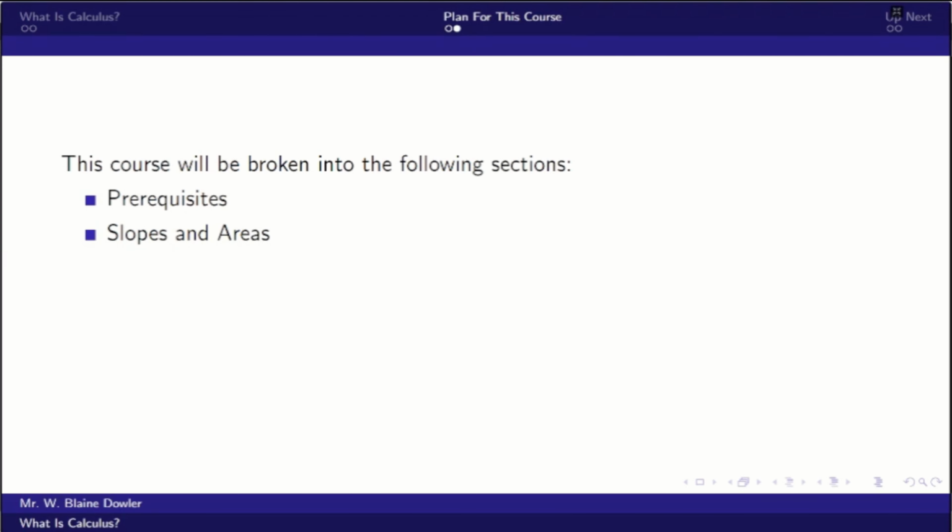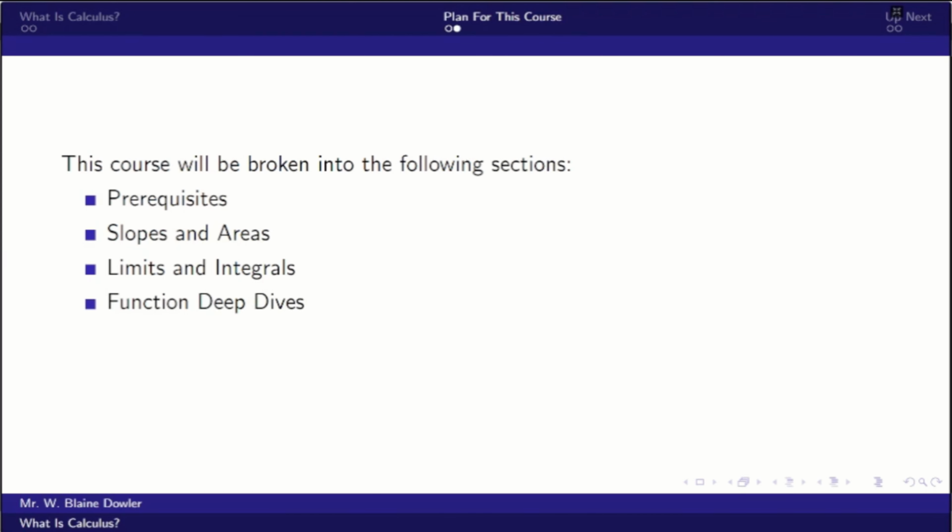Then we'll look at the slopes and areas of a variety of curves. Some we'll be able to calculate exactly, some we won't. So we'll come up with some decent approximations and find out exactly why we need to use approximations and if there's any way to work around that. Well, the ways to work around them will show up in our third unit, the limits and integrals unit.